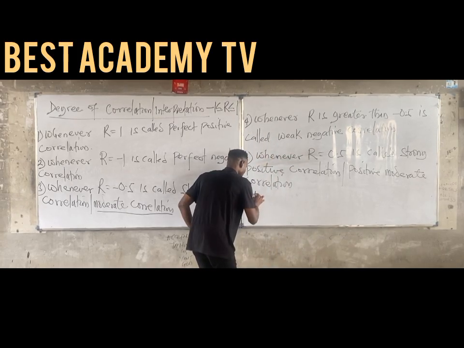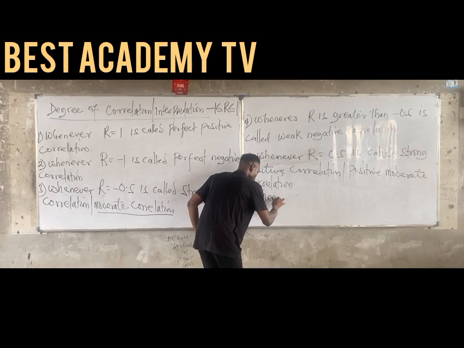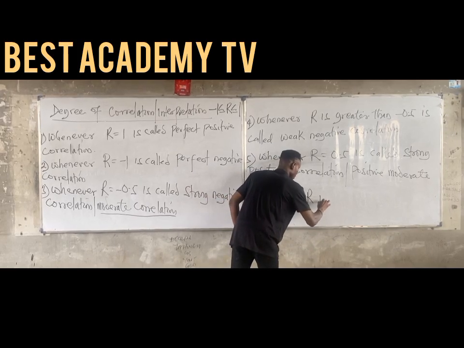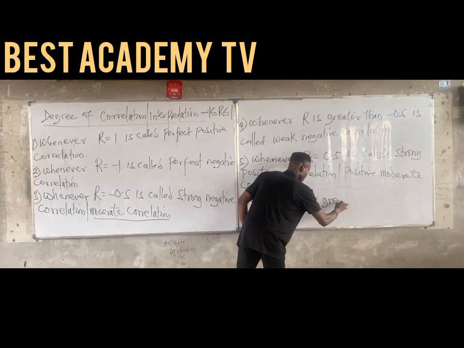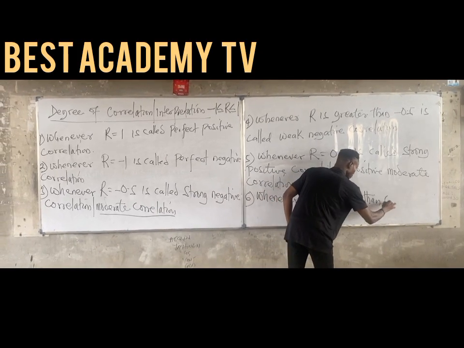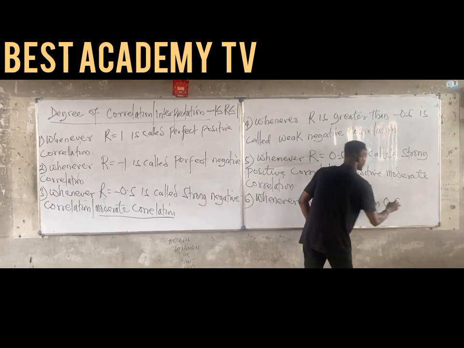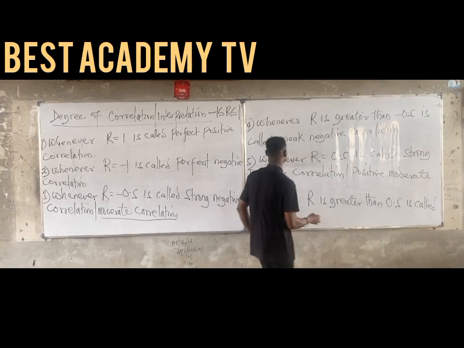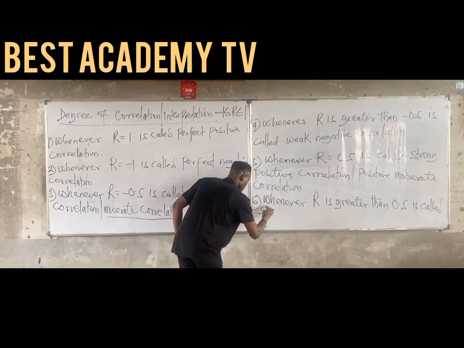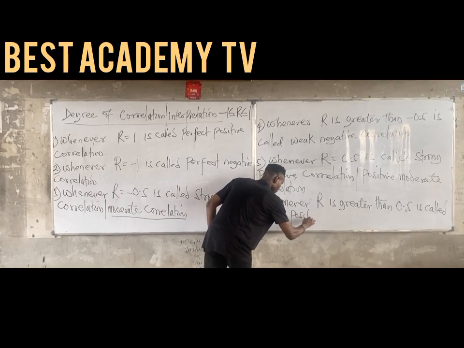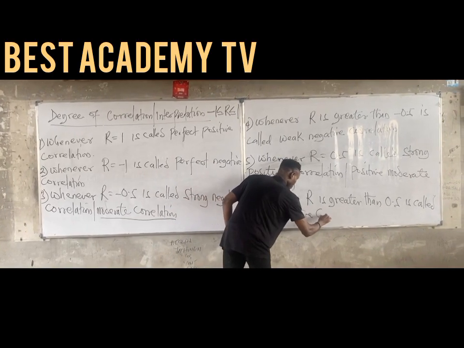So whenever r is greater than 0.5, it is called strong positive correlation.